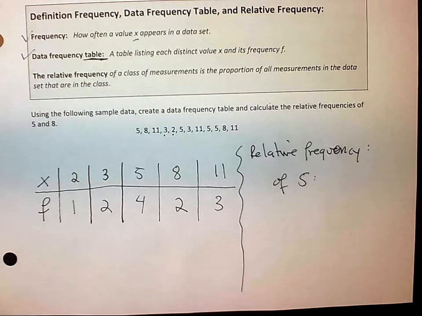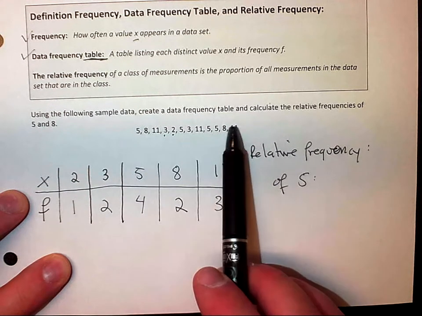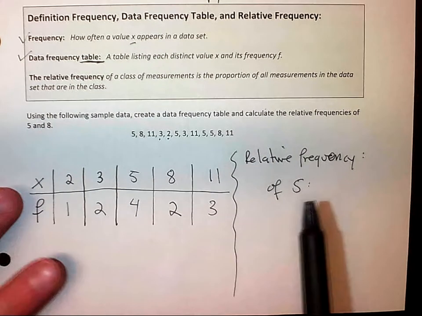If you want to figure out the relative frequency of the number 5, then according to our definition, the relative frequency is the proportion of all of our measurements. These numbers right here are all of our measurements, right? This whole list of data right here. We want to figure out the proportion of these that is made up by the number 5.